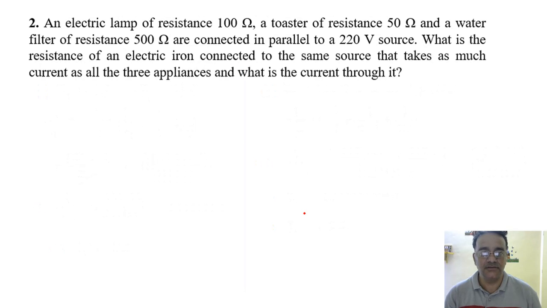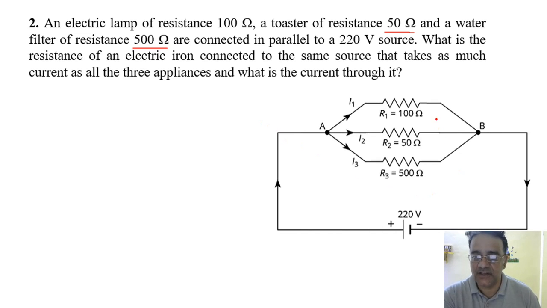Next question: an electric lamp of resistance 100 ohm, a toaster of resistance 50 ohm and a water filter of resistance 500 ohm are connected in parallel to a 220 volt source. What is the resistance of an electric iron connected to the same source that takes as much current as all the three appliances, and what is the current through it? Now this is a very good question. So we'll first draw a diagram. These three resistances are connected in parallel.